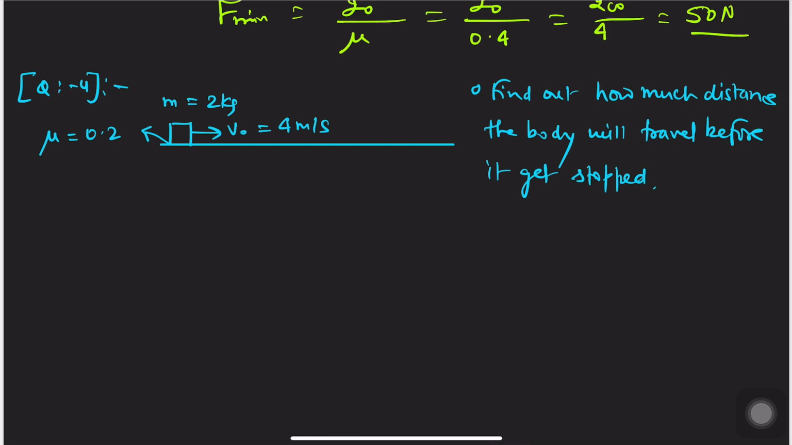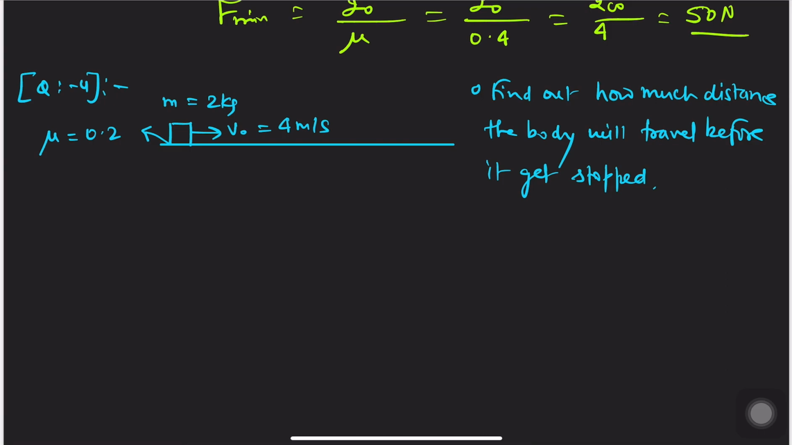So how do we solve this problem? Very simple. On this body, what are the forces acting? One is mg, and one is the normal force. But in the vertical direction there is no motion happening, which means mg is equal to the normal force. But because sliding is happening between the ground surface and the block, kinetic friction is going to act on the body.